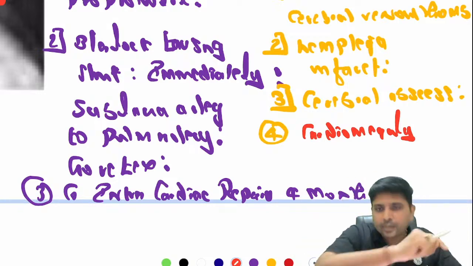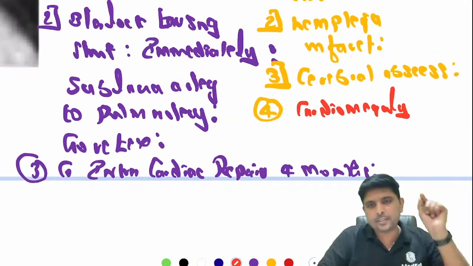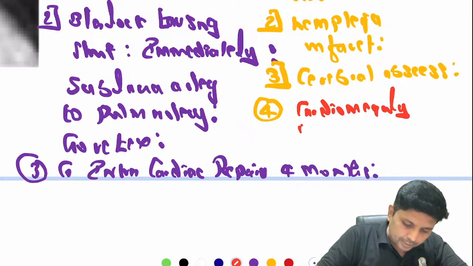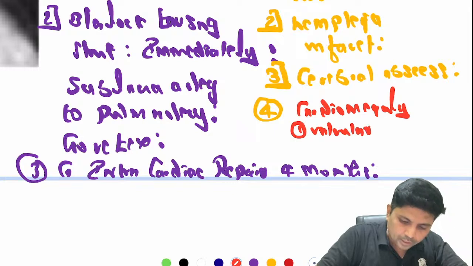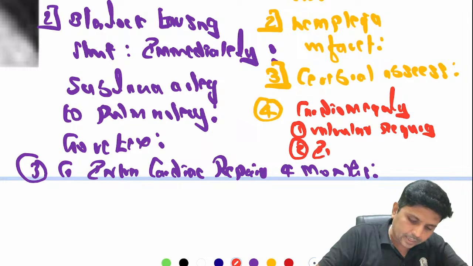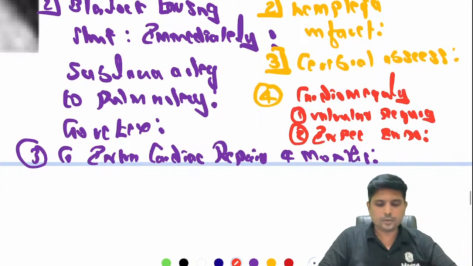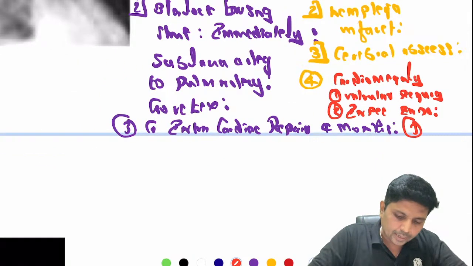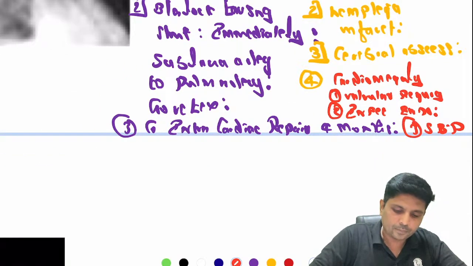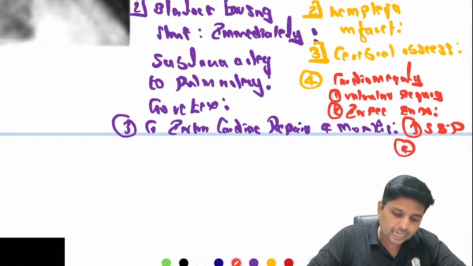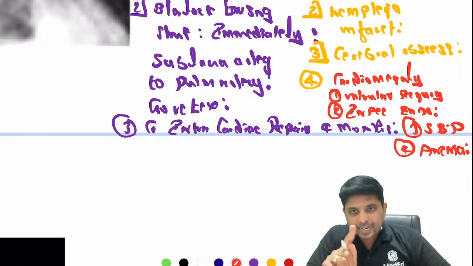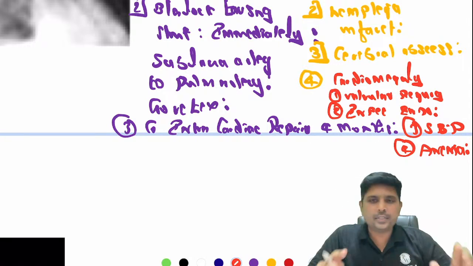If at all you get cardiomegaly, what are all the things that you need to know? One, there is an associated valvular regurgitant lesion. Two, there must be an infective endocarditis. Three, there can be an underlying systemic hypertension. Four, there can be an underlying severe anemia. So you won't get cardiomegaly in a case of tetralogy of Fallot.